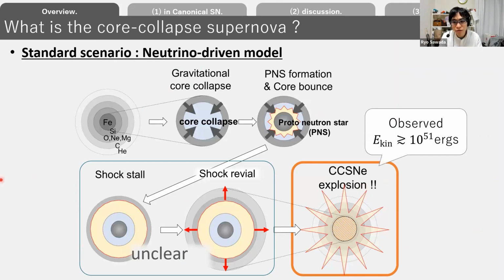The explosion mechanism of core collapse supernova is as follows. As introduced earlier, a star forms the iron core at the end of the stellar evolution. First the core undergoes gravitational instability at the center. And then the gravitational collapse causes a sudden increase of the density of the center, forming a protoneutron star.